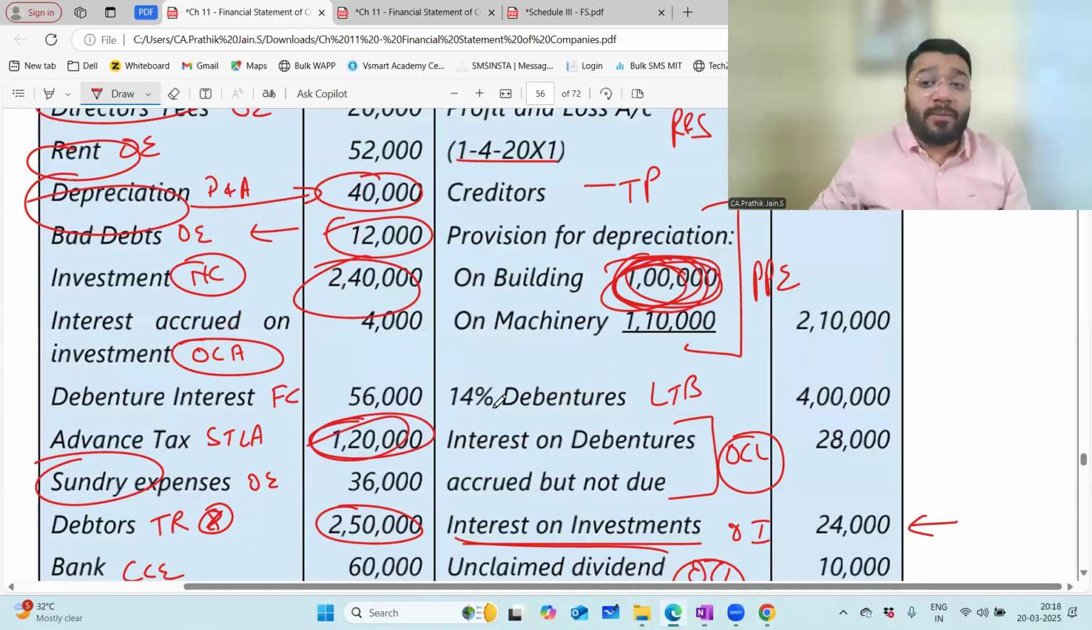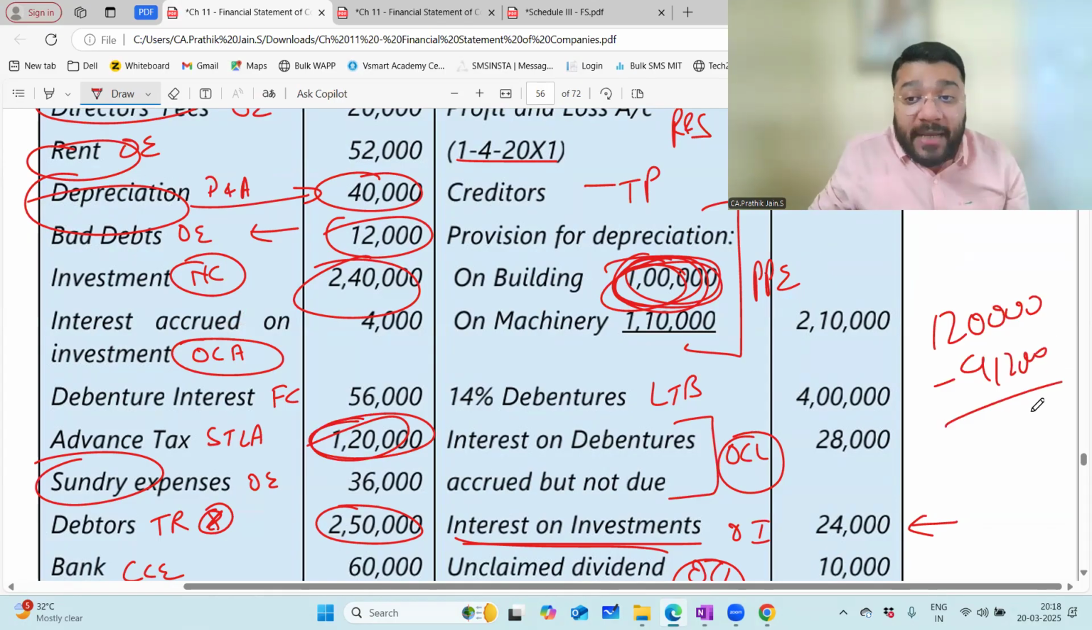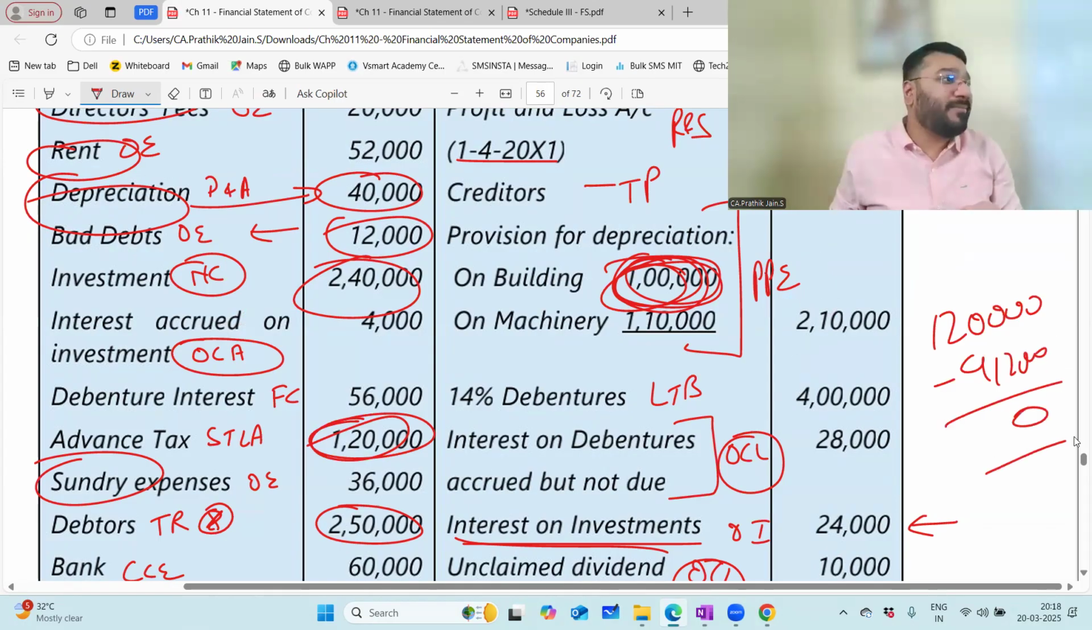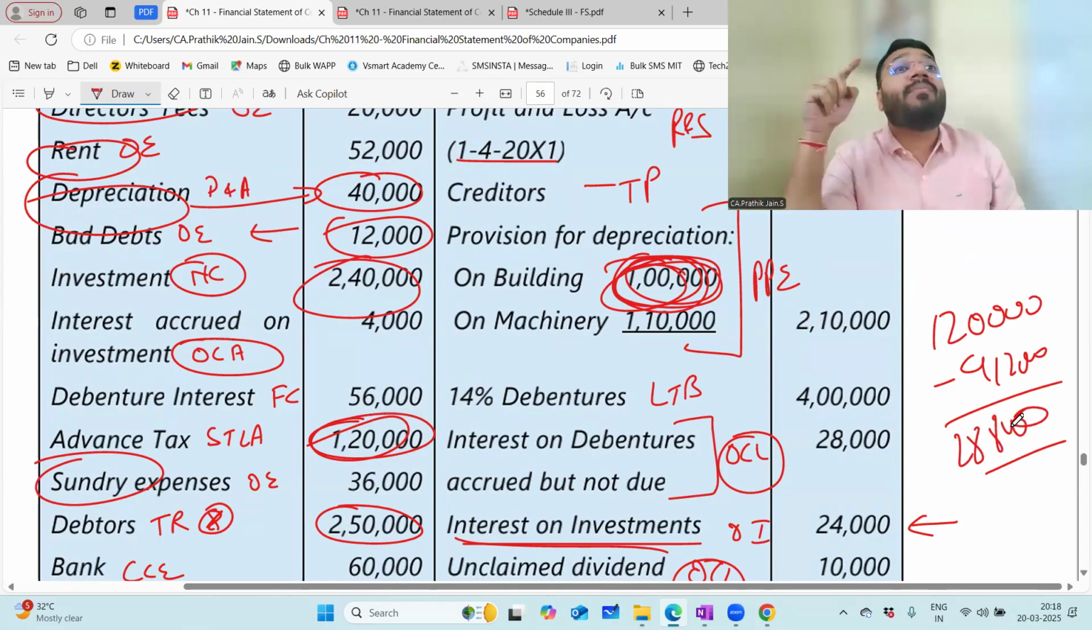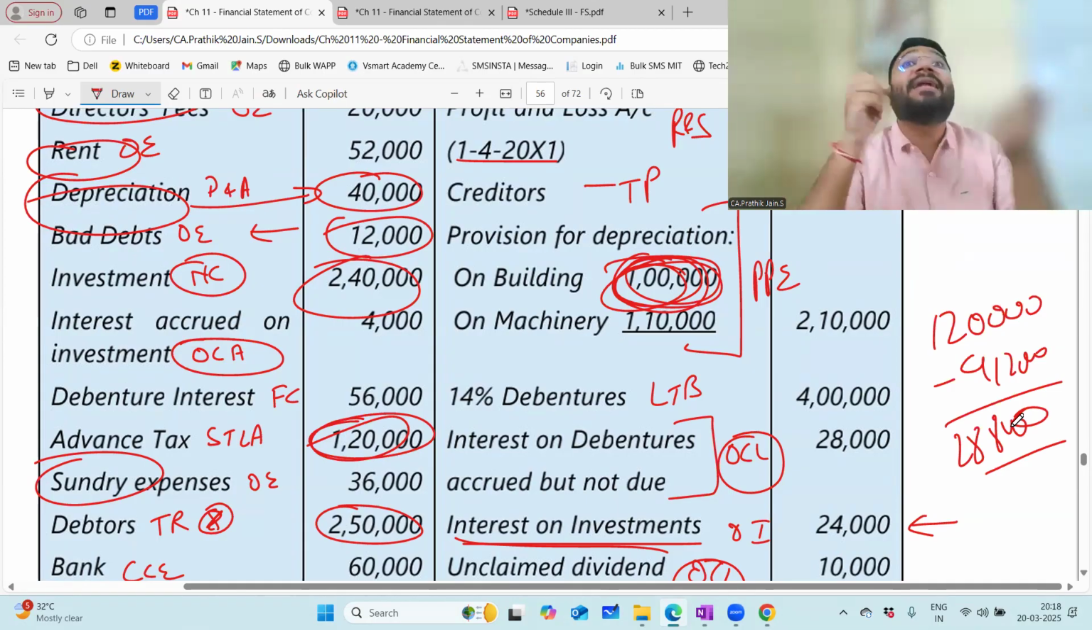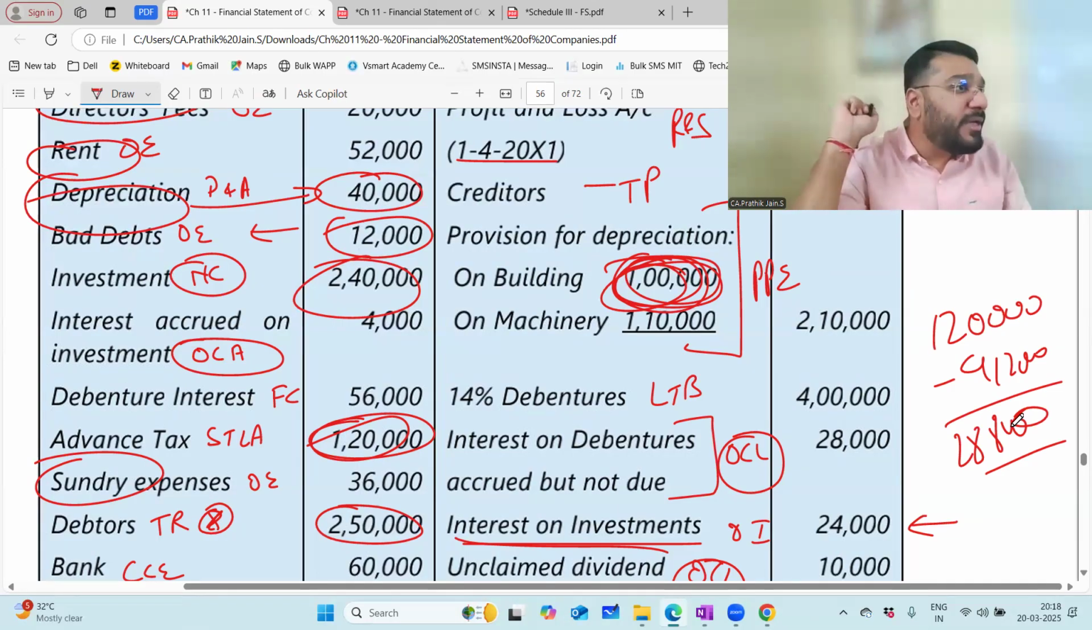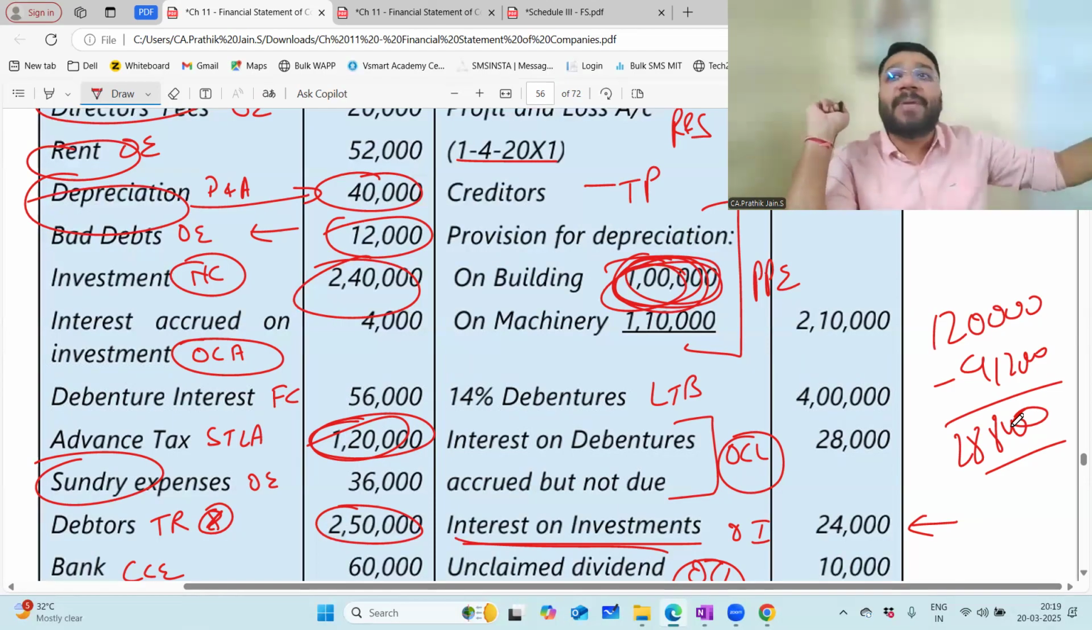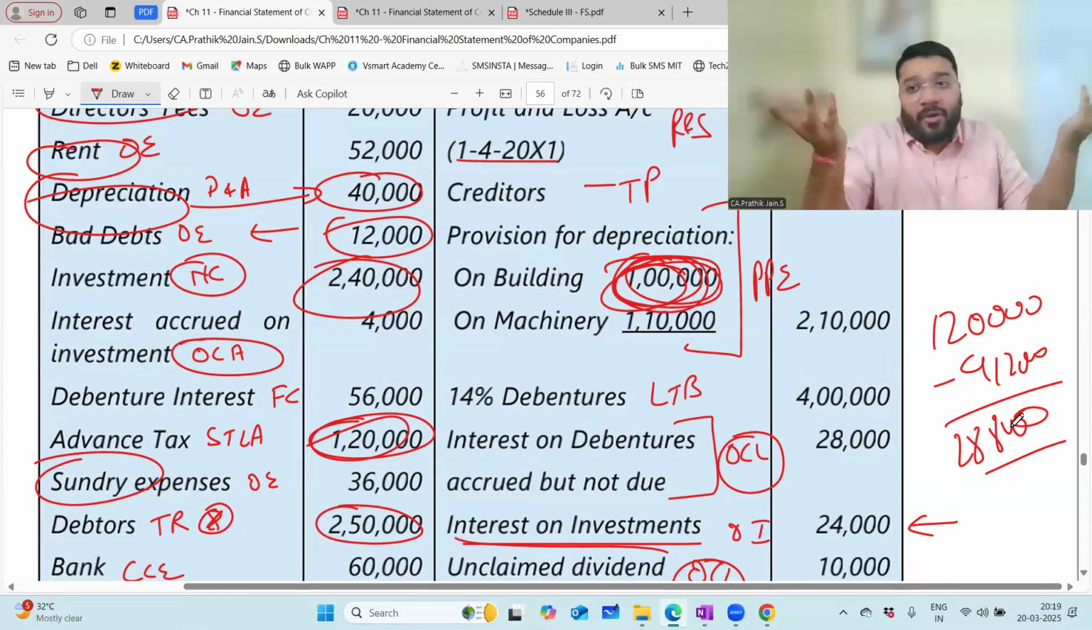So technically, what are you supposed to do? When your advance tax is 120, in that, your provision is actually 91,200. So the remaining amount you're supposed to receive back from the government. So the net amount is 28,800. You should have shown it as short-term loans and advances. You should have netted this off. But what is ICAI doing here? ICAI is keeping provision separately and advance tax separately. We will also do that.